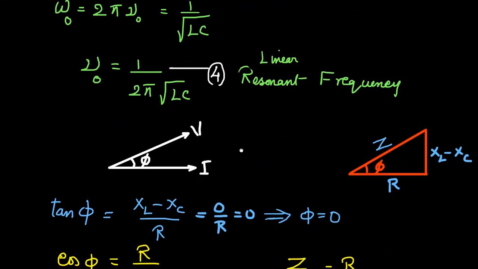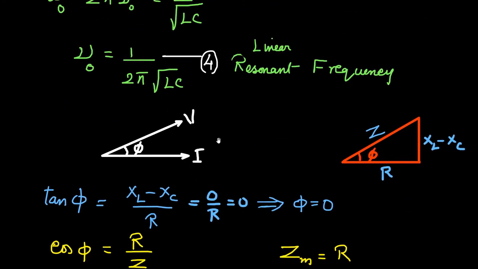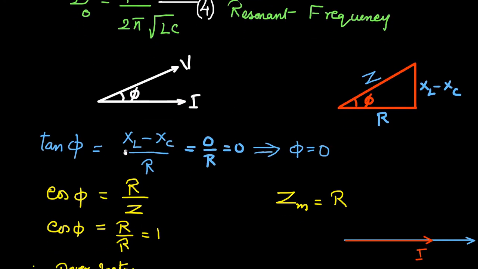Look at the same phasor diagram which we have plotted earlier. From the impedance triangle, what is tan phi? Tan phi is equal to XL minus XC by R. But we know at resonance, XL minus XC is 0. So tan phi is 0 by R, which is 0, which implies that the phase angle phi is equal to 0.